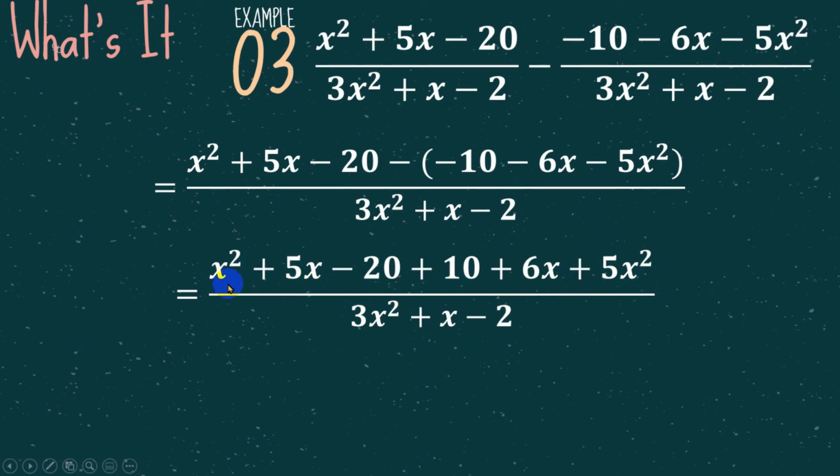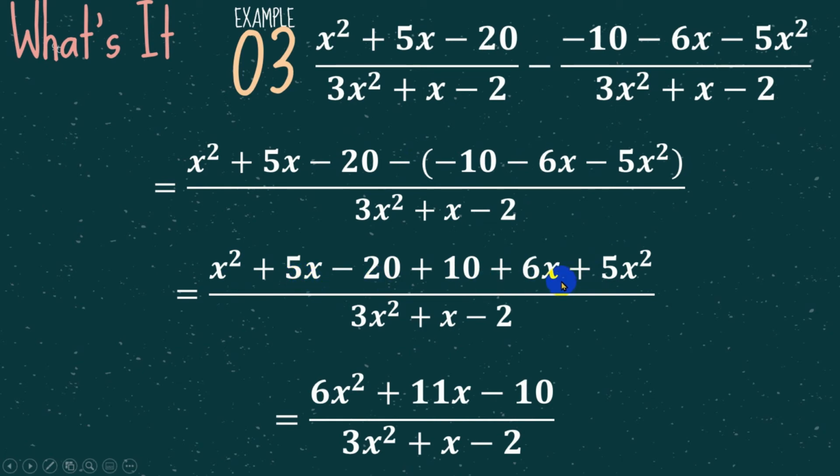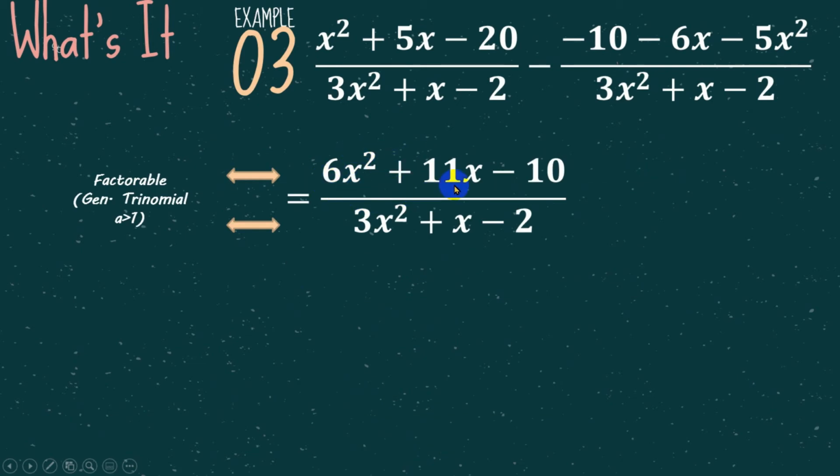Now, alin yung like terms natin? X squared at saka 5x squared. 1 plus 5 is 6. Now, 5x at saka 6x, pag pinag-add, we have 11x, negative 20, and then 10, we have negative 10. And then copy the denominator, which is 3x squared plus x minus 2. And both of them are general trinomial, a is greater than 1. Again, we have 6x squared plus 11x minus 10 all over 3x squared plus x minus 2. So we have to factor this numerator and denominator.